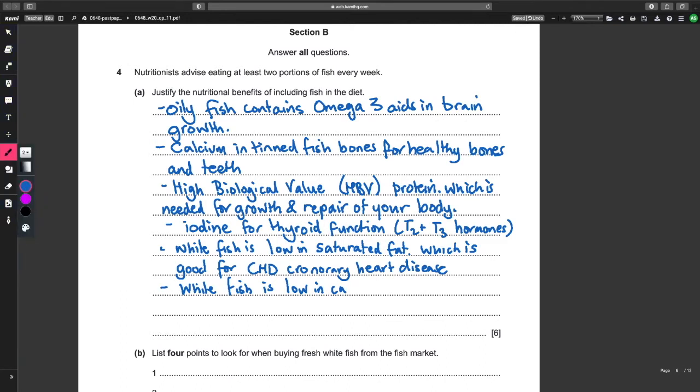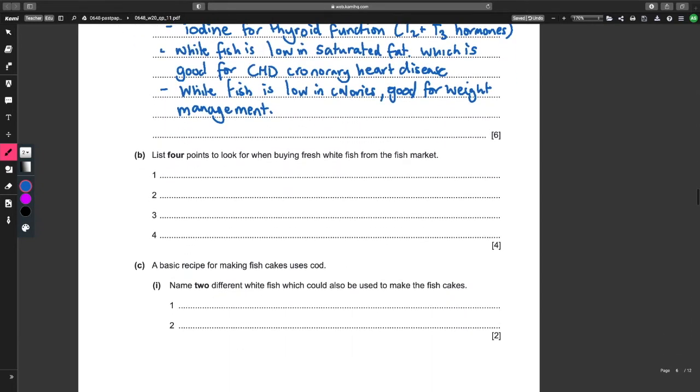So, as you would imagine, which is good for weight management. Right, so list 4 points to look for when buying fresh white fish from the fish market. Okay, I've included a little bit about this in my video on fish preparation. You can check that out.